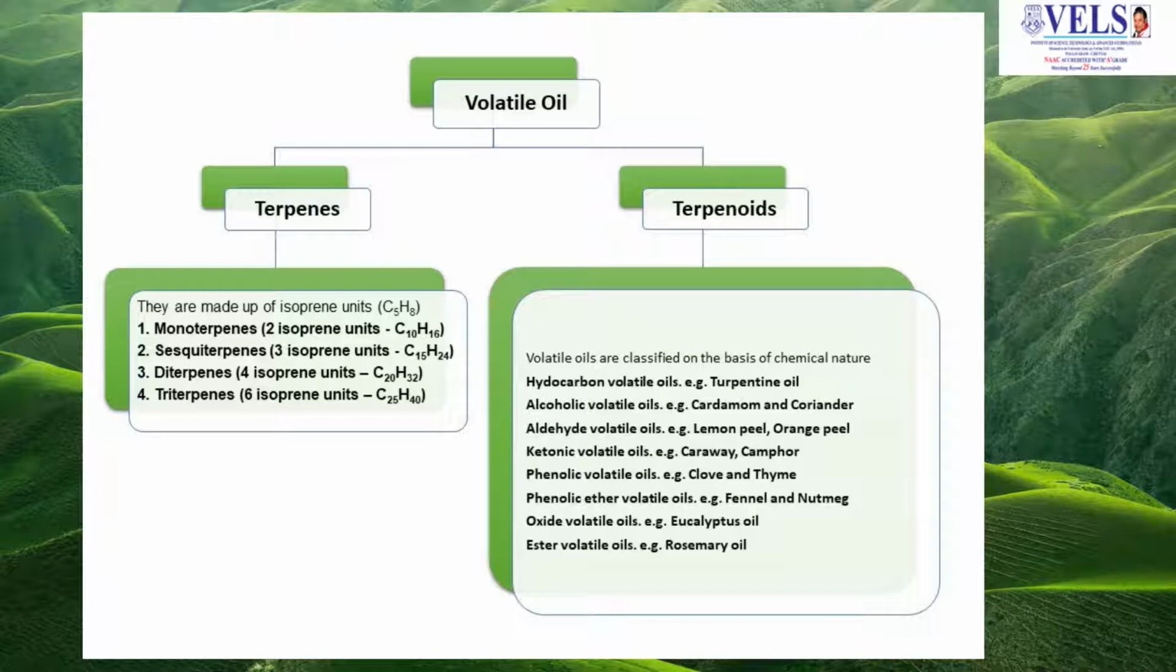And coming to terpenoids, as they are oxygenated derivatives, they include alcoholic volatile oils, which are present in cardamom and coriander, for example coriandrol. Aldehyde volatile oils are present in lemon oil or orange oil, that is citral. Ketonic volatile oils are present in caraway or camphor. Phenolic volatile oils are present in clove and thyme, that is thymol. Phenolic ether volatile oils are present in fennel and nutmeg. Oxide volatile oils are present in eucalyptus oil, that is cineole. And ester volatile oils are present in rosemary oil.